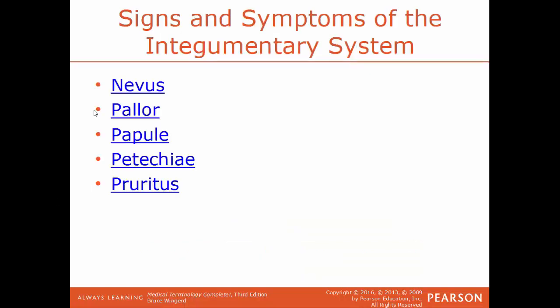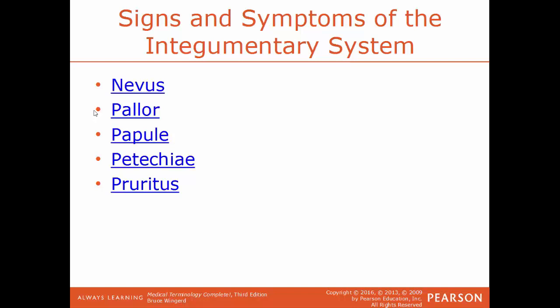See the next one, nevus. The nevus is another term for a birthmark. So a birthmark or a mole that is a congenital issue. That's something that you are just born with. Pallor is a very unhealthy, pale appearance to the skin. So when someone becomes ashen, they become very, very pale. So the formal name of that would be pallor.